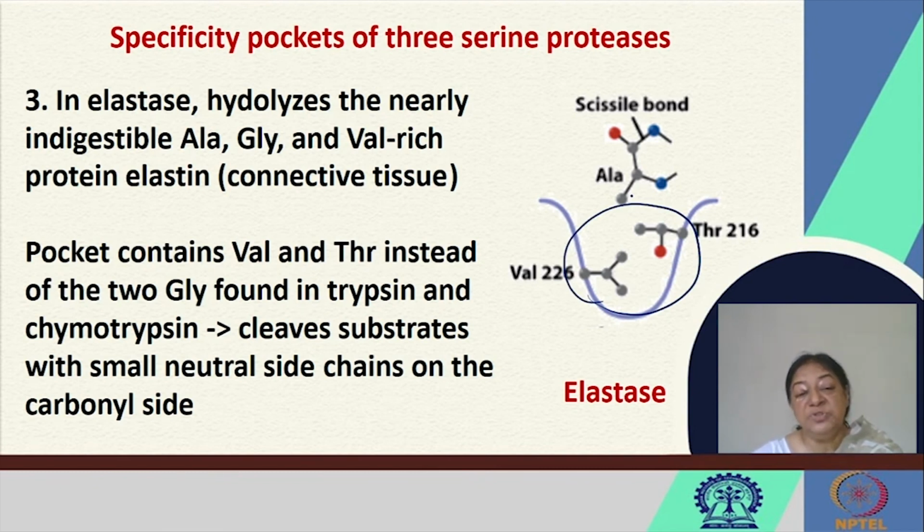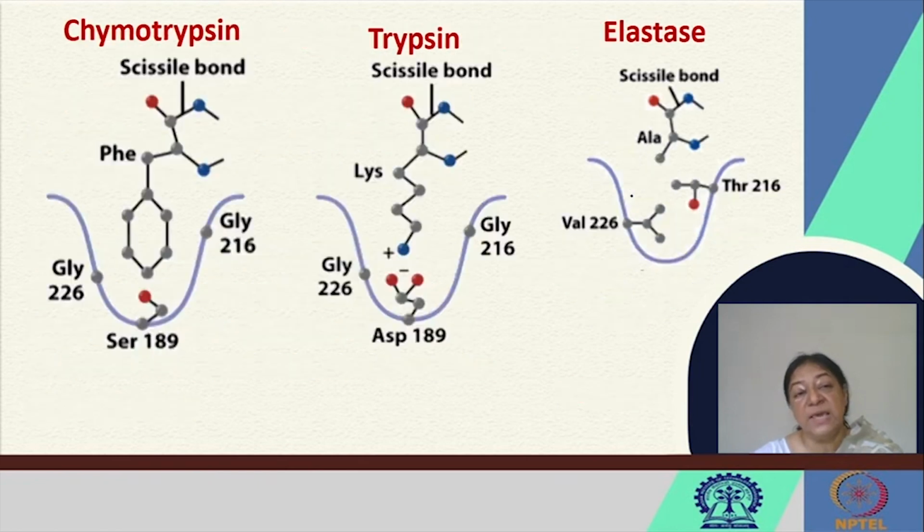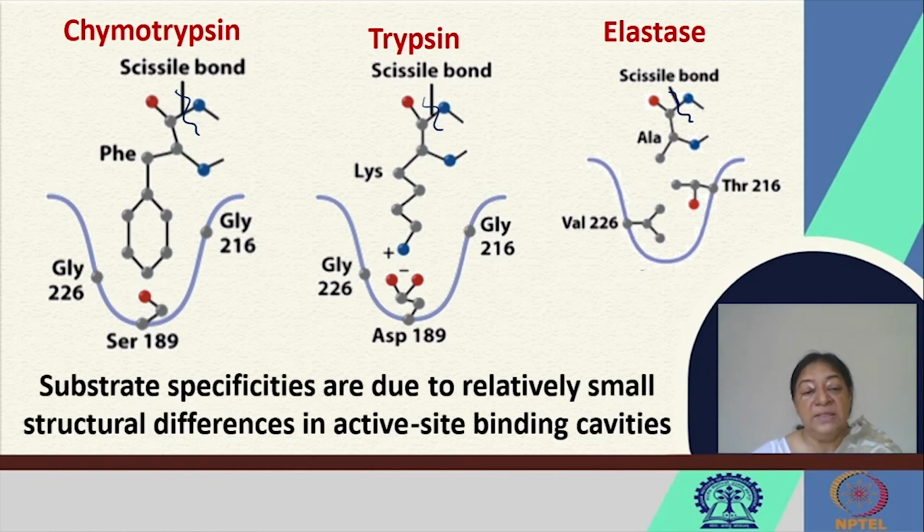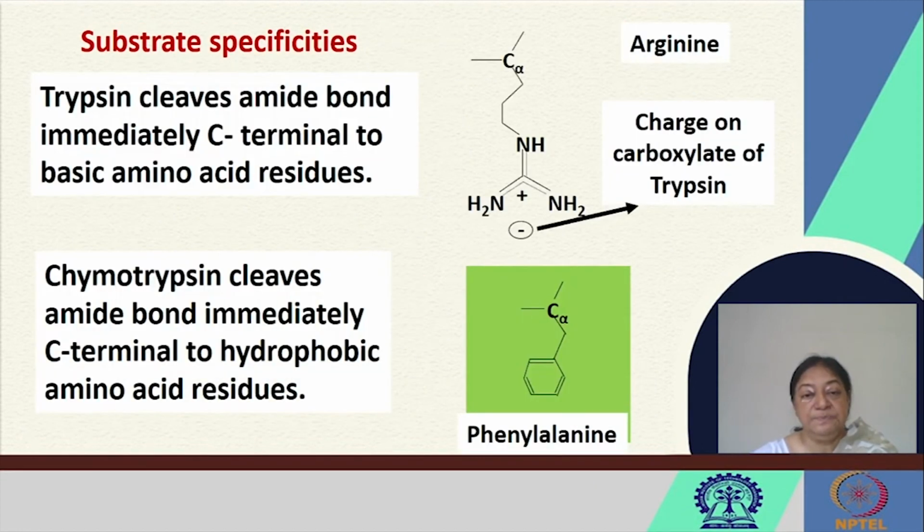So this cleaves substrates with small neutral side amino acids again on the carboxyl side. So we have the specific scissile bonds indicated. These are the peptide bonds that are going to be broken in these three types of enzymes: the chymotrypsin, the trypsin, and the elastase. And the substrate specificities are due to relatively small structural differences, as we can see in the active site binding cavities, and we realize the importance of the recognition based on the residues that are present in the active site.